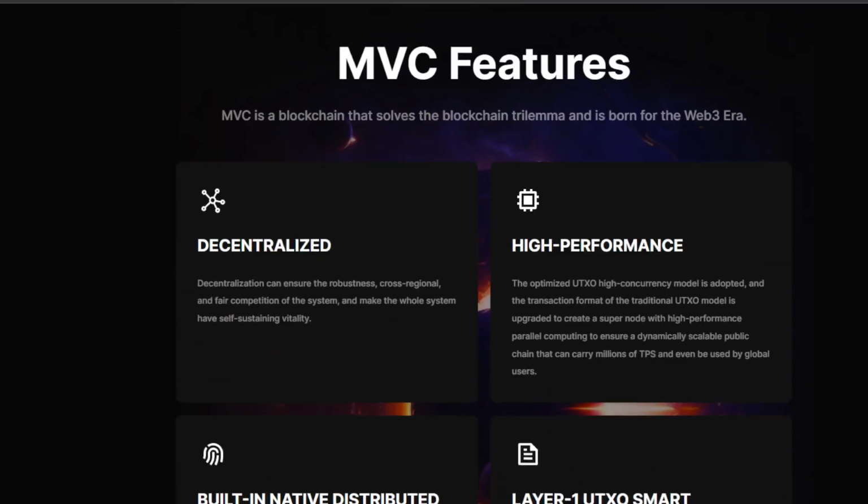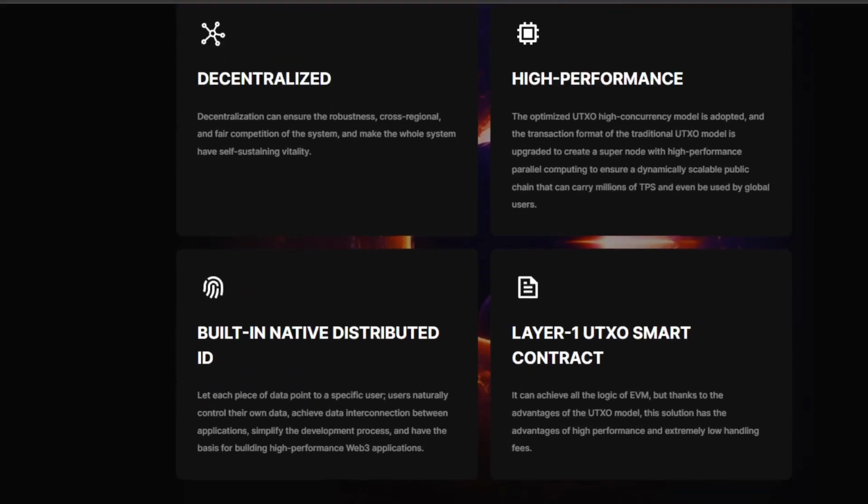High performance, UTXO, high concurrency model. Of course, we know that, but the speed is not there. But as a layer one and as its own blockchain, they're able to use the UTXO model and speed it up, which is something that we have to understand. That the transaction rate is very high, which is good.